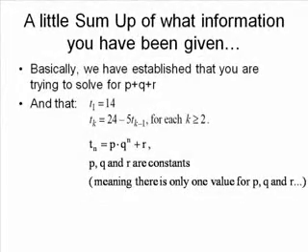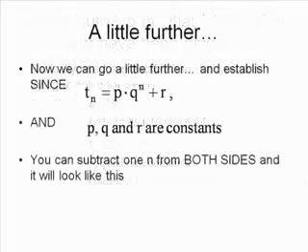Basically, from the question, we have been given two sets of information. So we have to solve for p plus q plus r, and we know that t1 equals 14, tk equals 24 minus 5 t subscript k minus 1 for each k greater than or equal to 2, and Tn equals p times q to the power of n plus r. And we know that p, q, and r are constants, meaning that there's only one value for p, q, and r.